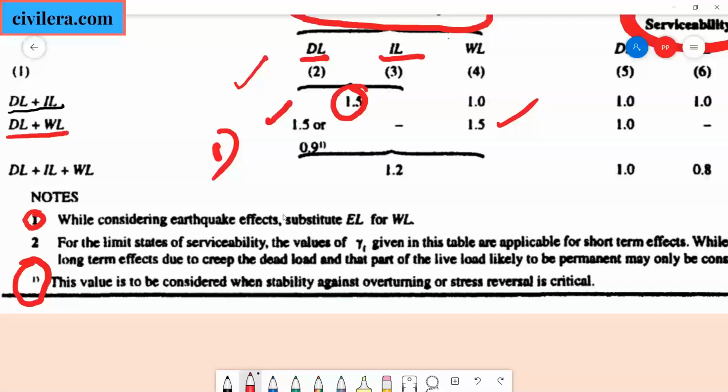So read that very carefully. It's very clearly mentioning that this value is to be considered when stability against overturning. So whatever we mentioned is already here. The only problem is that even when we do masters, we don't look at clauses in a holistic way.